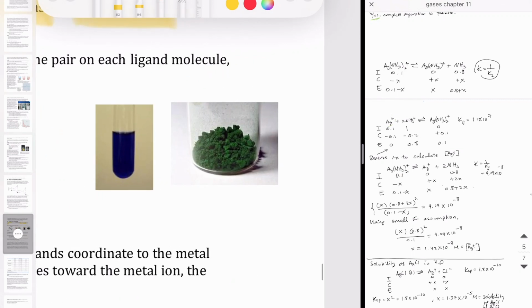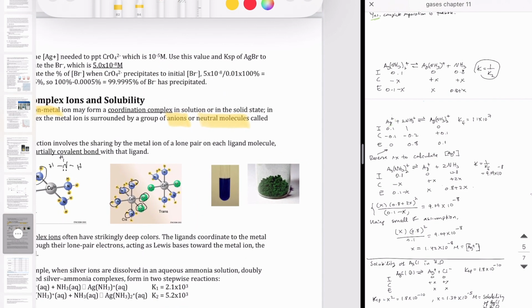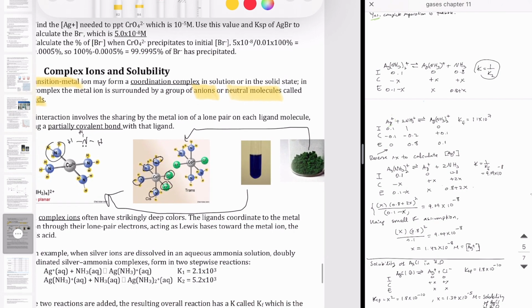Now, one of the most important features of complex ions is that they have very distinct colors. These two here correspond to the colors of the species that we just discussed. This one is the color of that copper complex ion, and then this green one is the color of the cobalt complex ion. They have all these colors because the transition metals happen to absorb light in the visible region, and that's what allows the colors to appear.